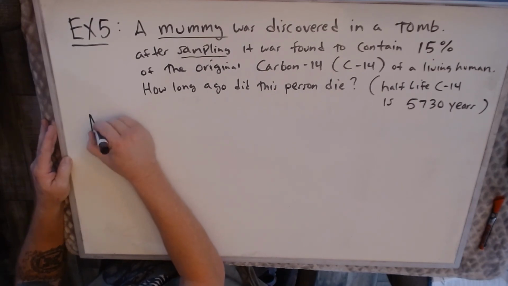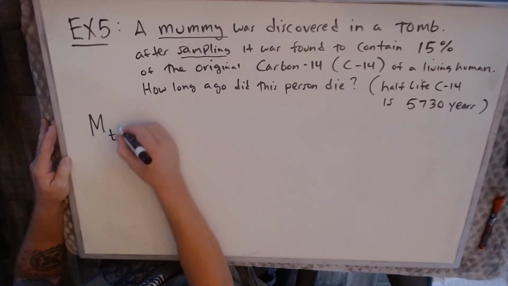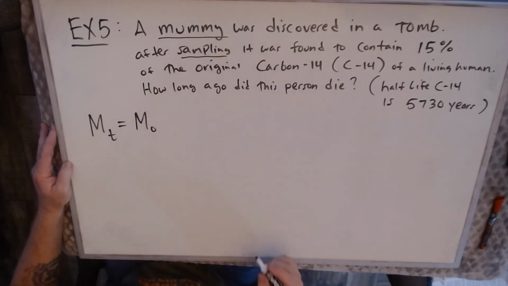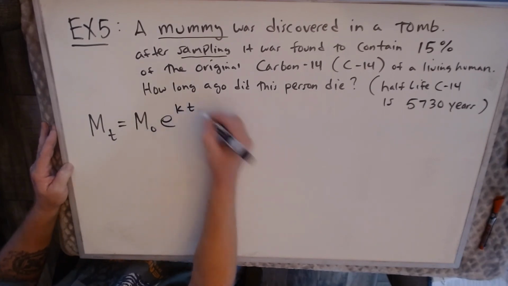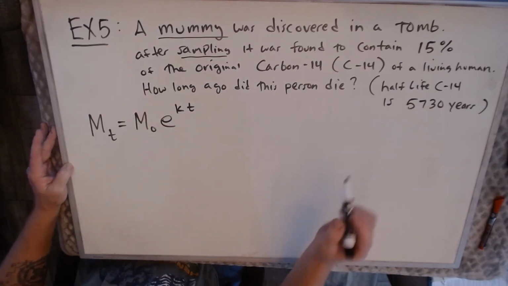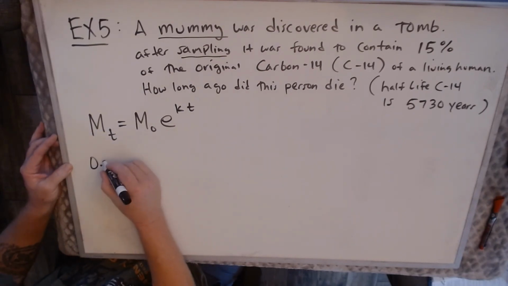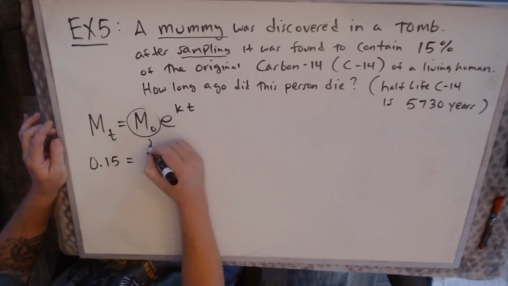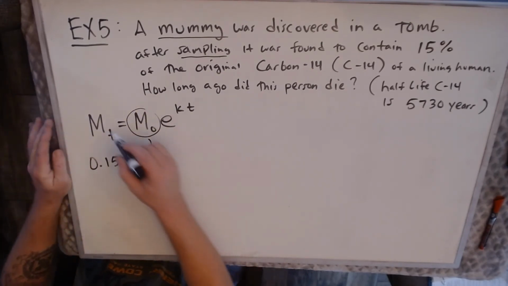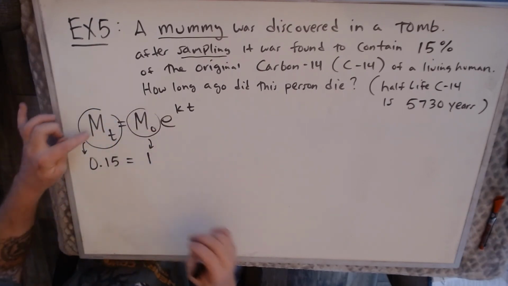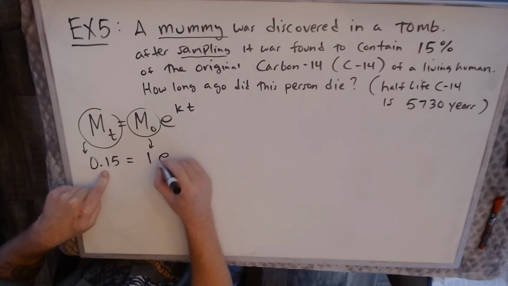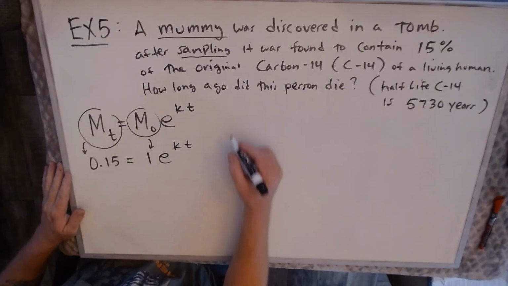Okay, so the mass at time t would be its original mass, and we measure carbon by its mass, times e to the kt. We know that it now contains 15% of its original. We'll just assume the original is 1. It's still alive, you've got 100% of your carbon when you're alive. Some number of years after you've been dead, you'll now only have 15%. And then we need to know what K is.